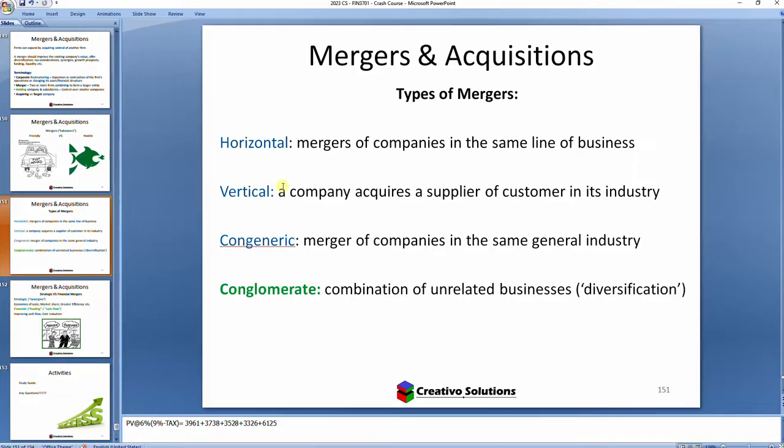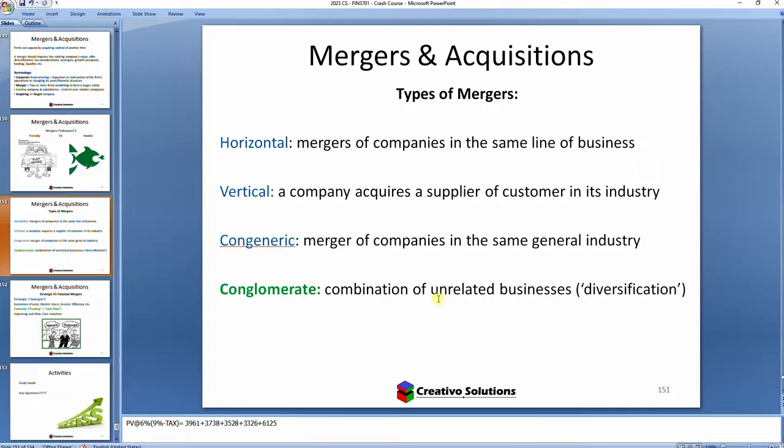I have seen questions about this in the past. If you go look at the short multiple choice questions, UNISA has tested this. They've given you a scenario, and they've asked you which merger or which acquisition is it? Is it horizontal? Is it vertical? Is it congeneric or is it conglomerate? Just have a look at the definitions. The textbooks do describe them in more detail as well.